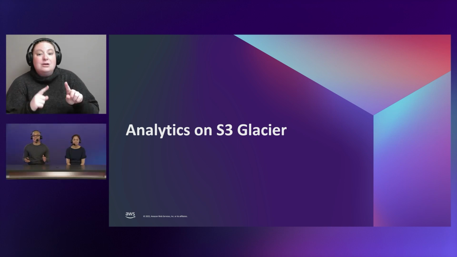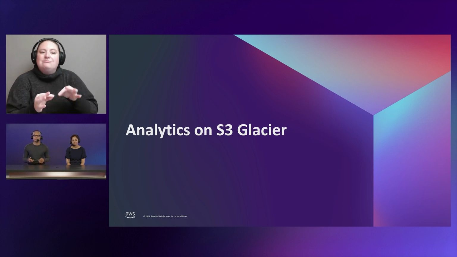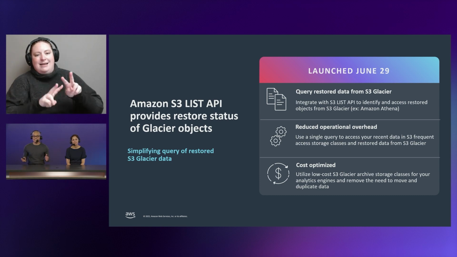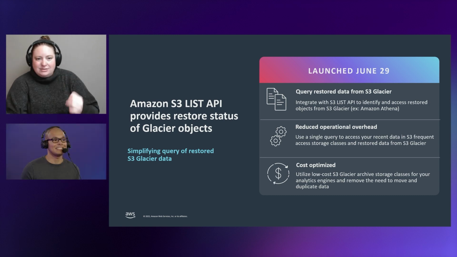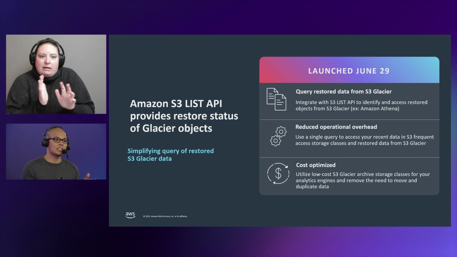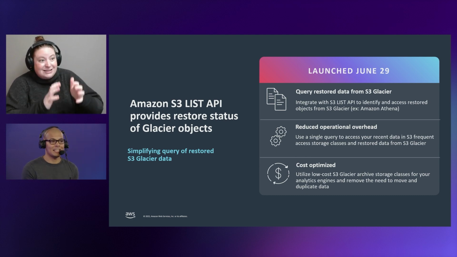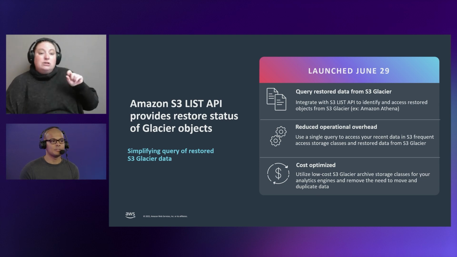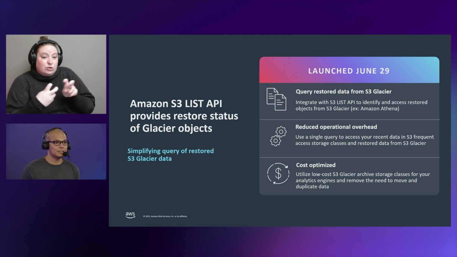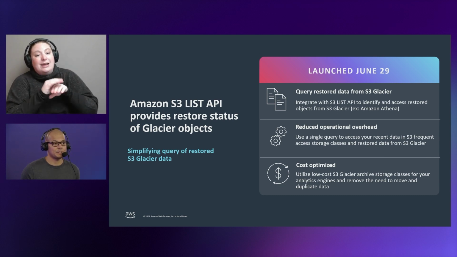I'm excited to add that earlier this year, we also simplified how you run analytics on S3 Glacier. Amazon S3 List API now provides the restore status of objects. This means you can run queries on objects restored from S3 Glacier without having to copy the restored data. For example, you can conduct log analysis across storage classes in a single query by combining recent logs stored in S3 Standard with older restored logs stored in S3 Glacier Flexible Retrieval. You can enable S3 Glacier access for queries in Athena SQL workgroups.